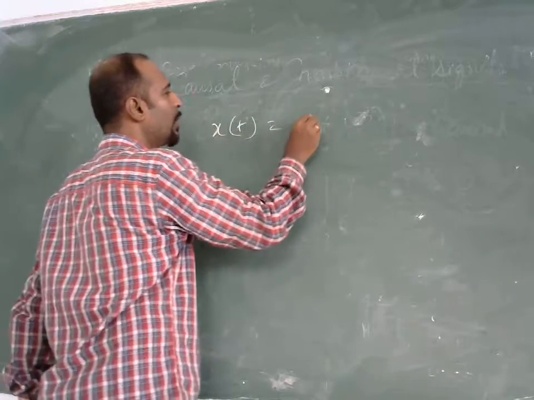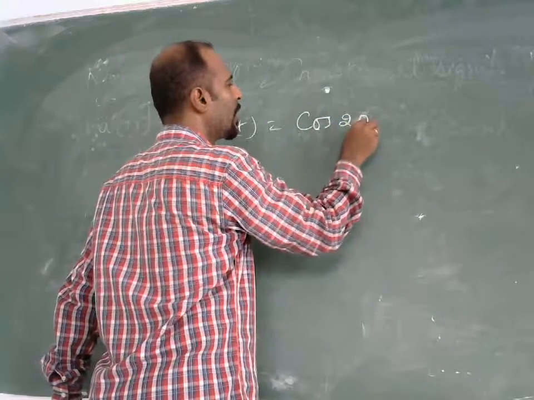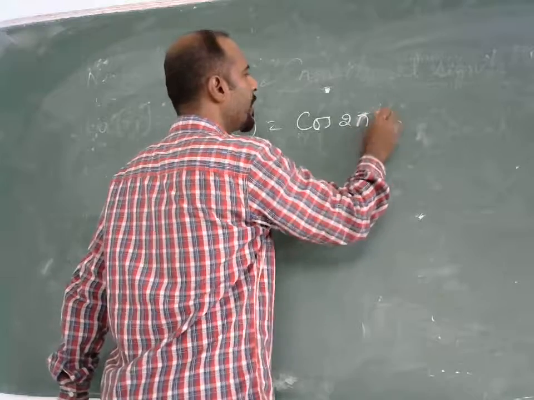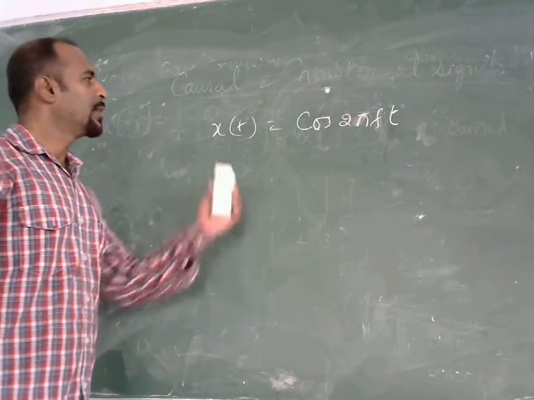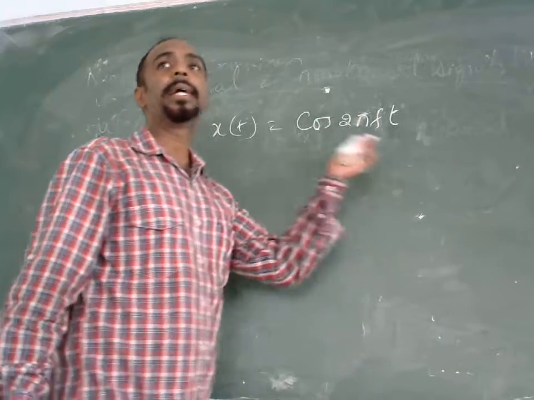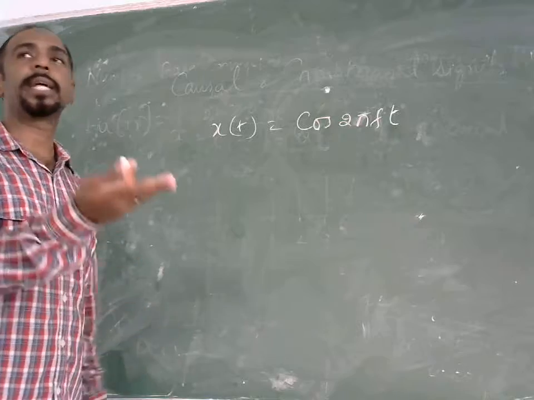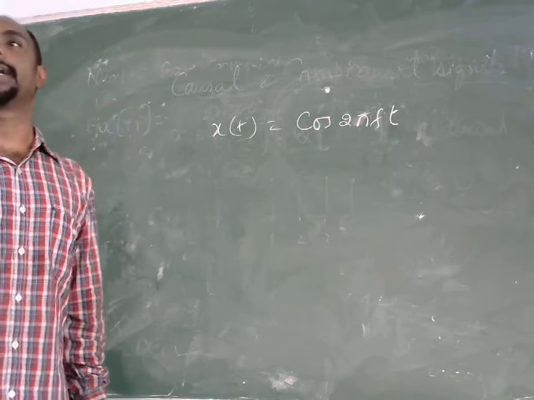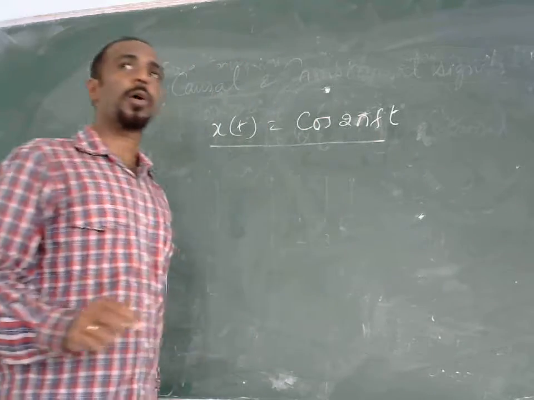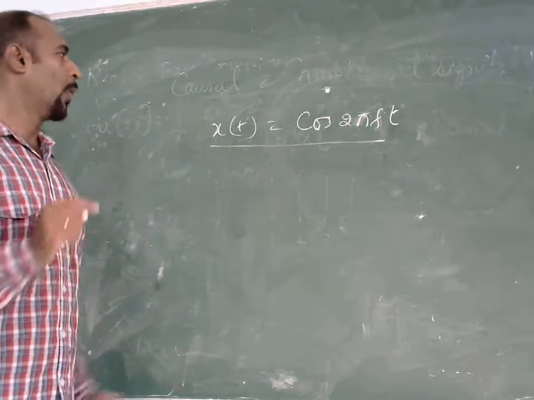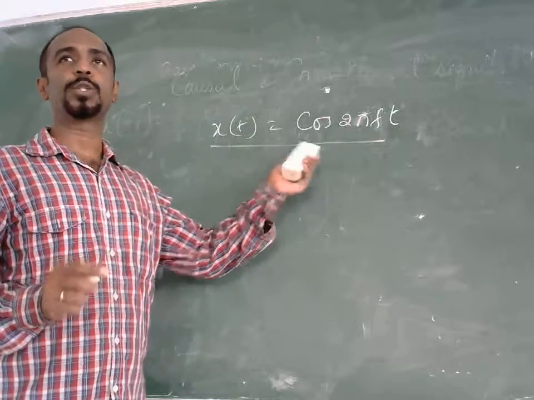X of t is equal to cos 2 pi ft. So this is a periodic signal. It exists for all values of t. So that means it exists for positive values as well as negative values of t. So therefore, is this causal? No. Why? Because it exists for negative values of t also.